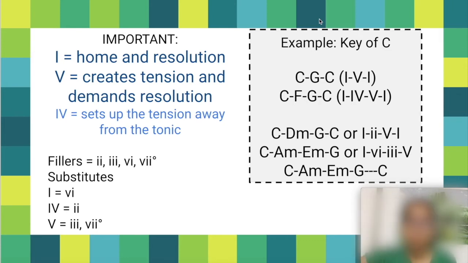Okay, what if you want to use substitutes? For example, you want to use the second chord, or the supertonic chord, as a substitute for the fourth chord. So you can have 1, 2, 5, 1 instead of 1, 4, 5, 1. This is how it would sound: C, D minor, G, and C if you're in the key of C.